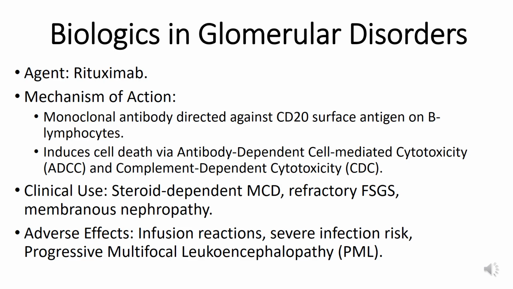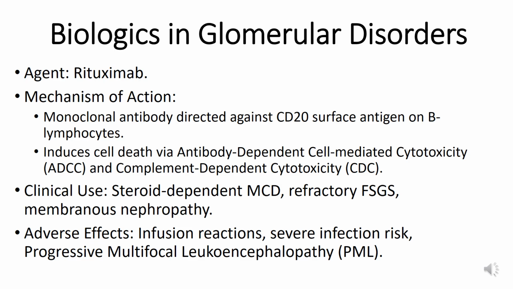Rituximab is designed to target a protein called CD20. CD20 is found on the surface of B lymphocytes. B cells play a major role in the immune system. They produce antibodies. They also participate in immune signaling and inflammation. In several glomerular diseases, abnormal B cell activity contributes to kidney injury. By targeting B cells, rituximab helps reduce this harmful immune response.